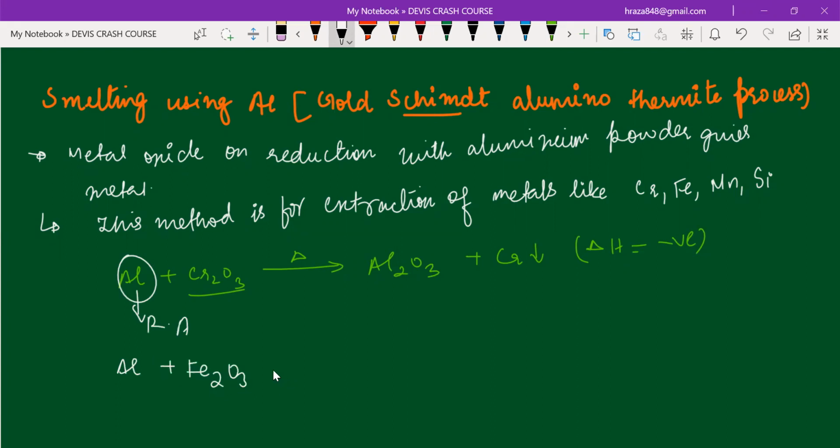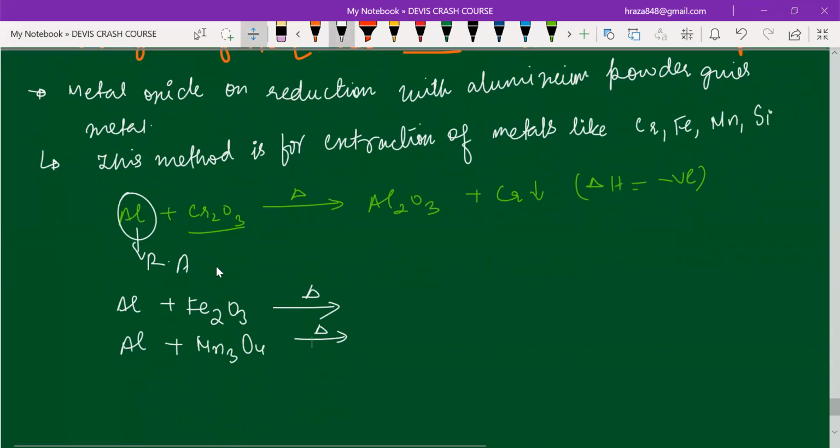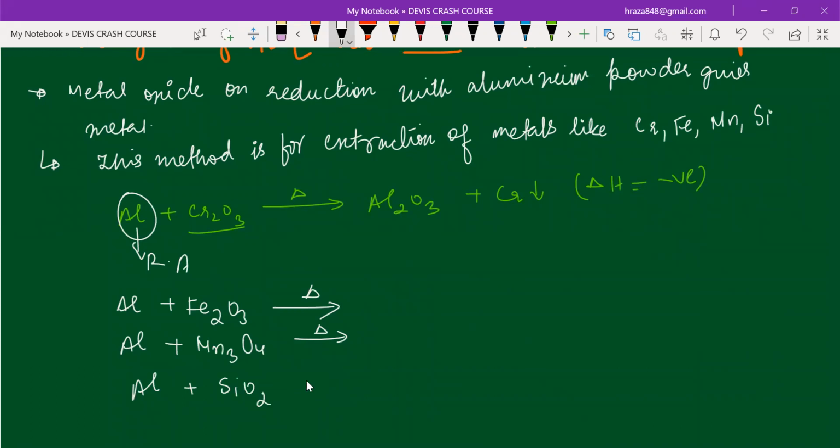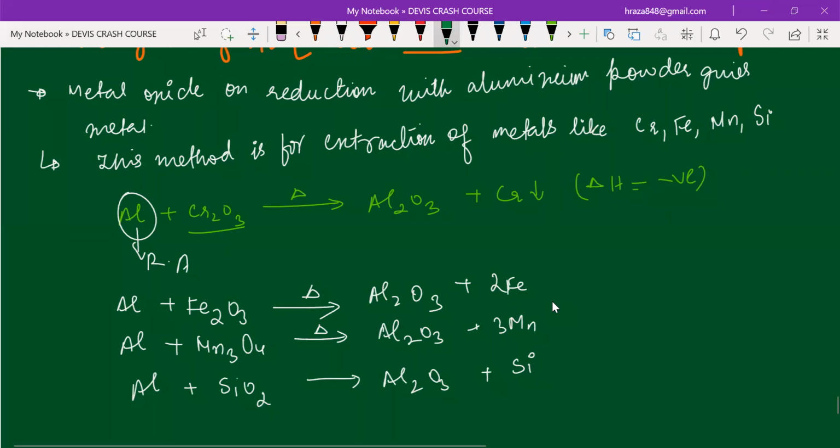Can you write the products for all these reactions? I think you can do this. For Mn3O4, how would it be? The product is, you can see, Al2O3, right? Aluminium forms only one type of oxide, so it will be similar in all these cases. Are you getting my point? There are four oxygen on the left side. No problem, you can balance it on your own.